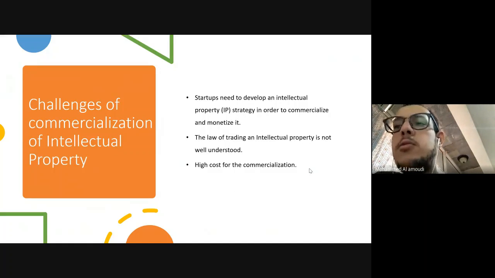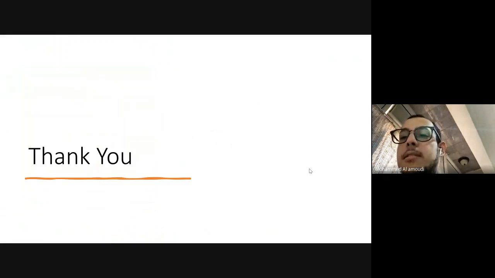Startups need to develop an intellectual property strategy in order to commercialize and monetize it. The law of trading of an intellectual property is not well understood. There is a high cost for the commercialization. Next slide. Thank you very much.